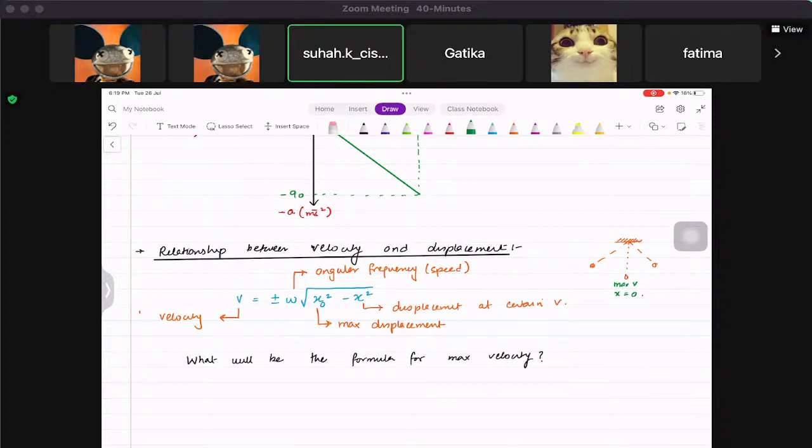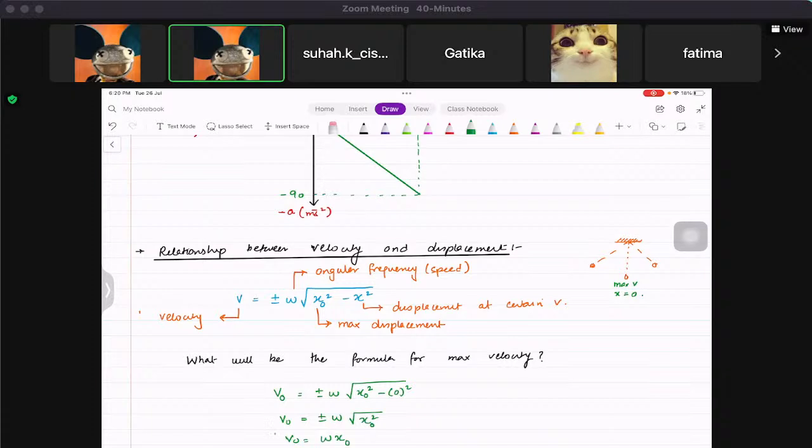Yes, sir. This means if you look at this formula, let's write the maximum velocity v naught equals plus minus omega. x naught is going to be still the same, because that's a fixed value. But now we're going to put 0 instead of x, because at maximum velocity it is like that. And v naught will be equal to plus minus omega, and x naught square cancels out. So we end up with v equals minus omega x naught. Do you guys have any idea where this formula comes from?